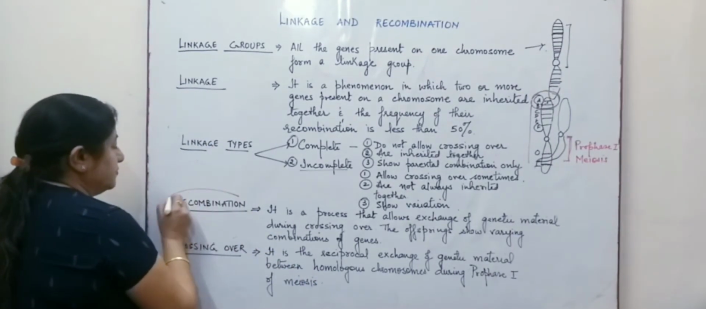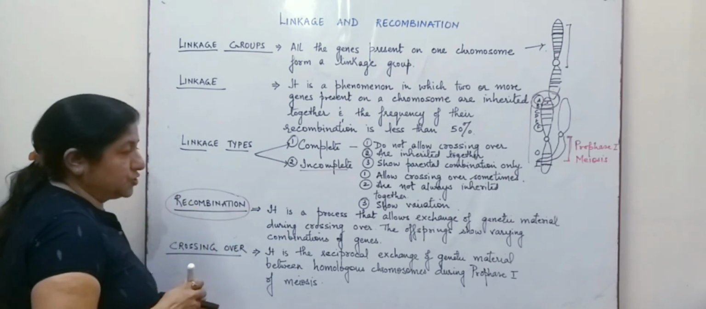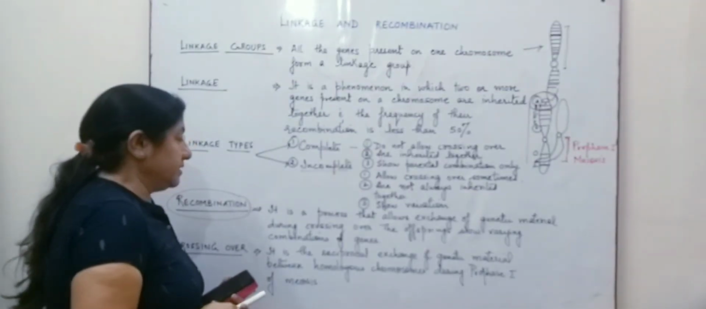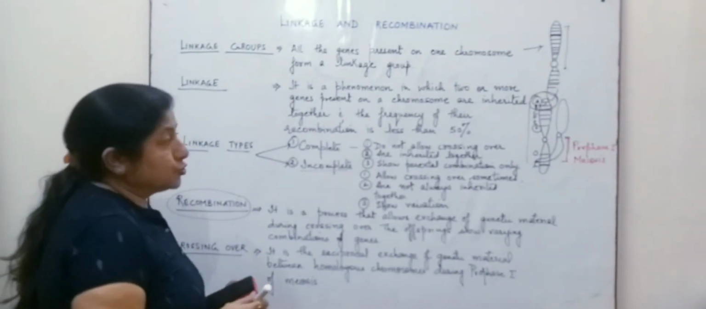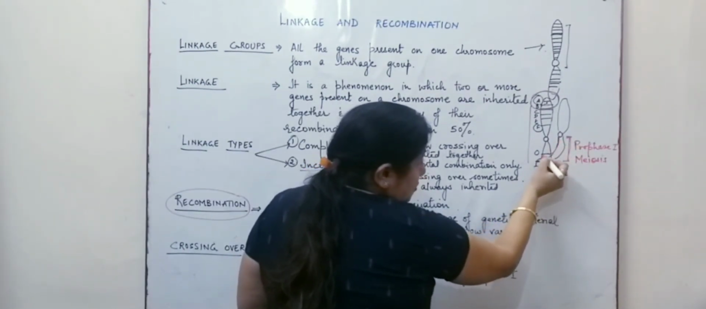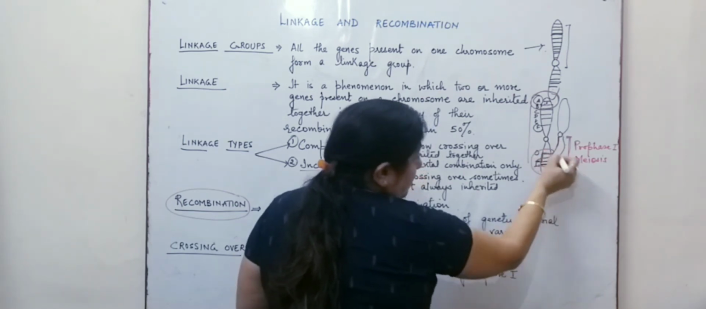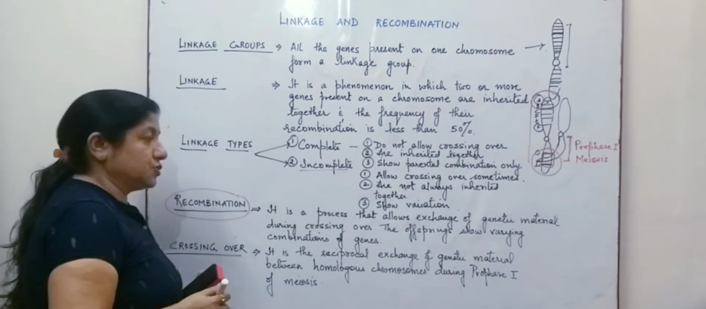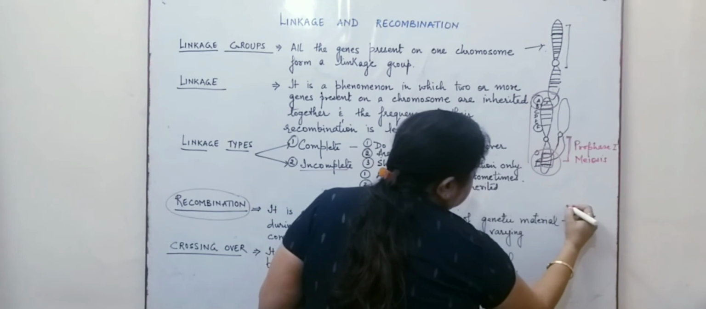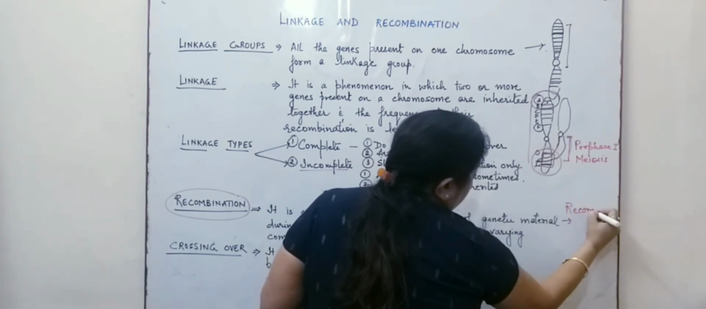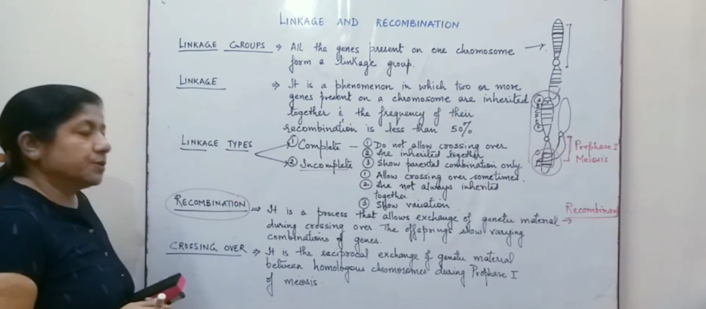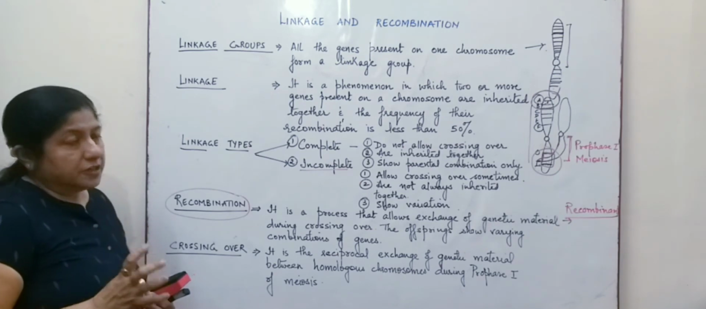Here is another term which we have talked about much, which is recombination. Recombination is a process that allows exchange of genetic material during the crossing over. So this process which allows the exchange of genetic material over here is known as recombination and it produces the recombinants. So the recombination will result in the formation of recombinants. And these recombinants show great variability due to the combination of genes.